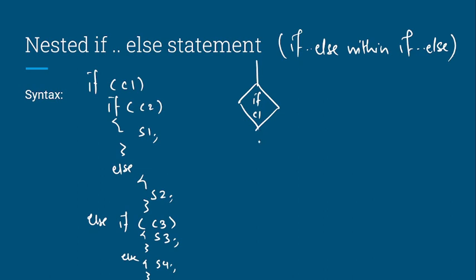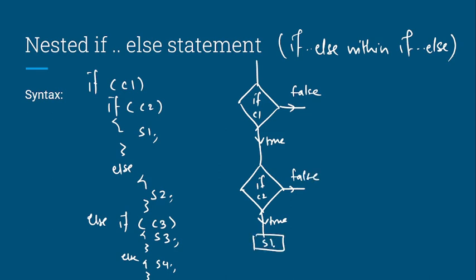So if C1 is true, we have something. If C1 is false, we have something. So if C1 is true, we go for C2. Again, C2 is true or C2 is false. If C2 is true, we have S1. If C2 is false, we have S2.